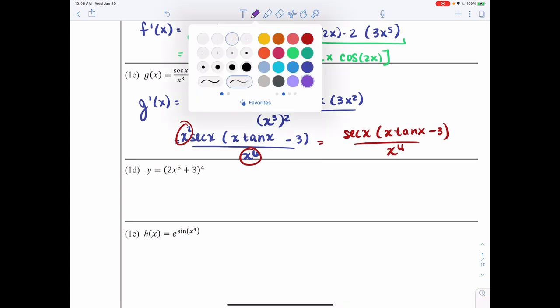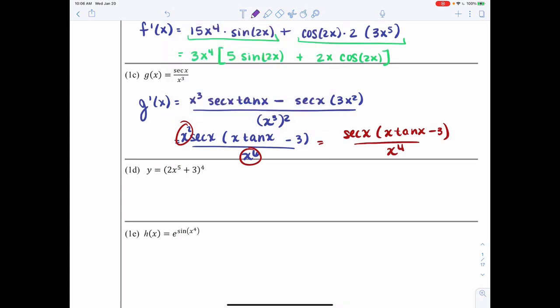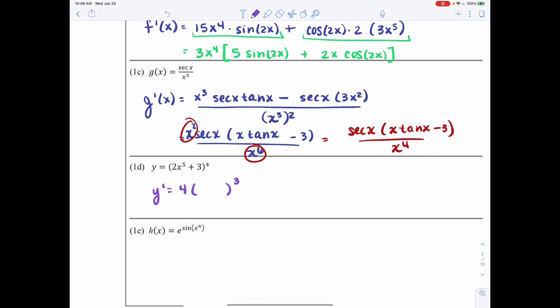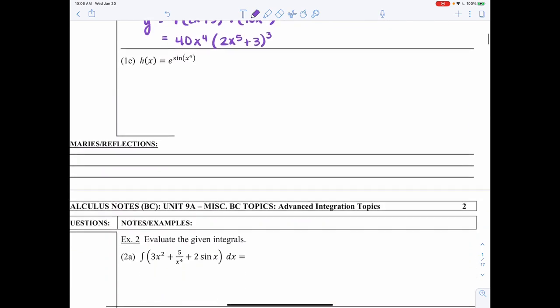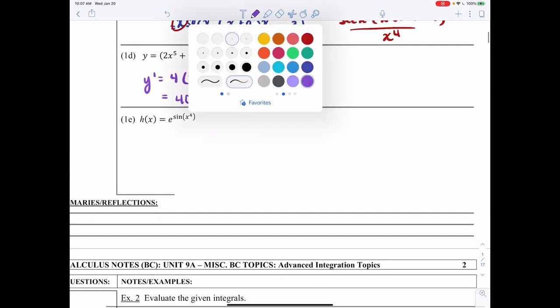For 1d, we are going to use our chain rule. So press pause and let's execute a chain rule. We're going to leave derivative of the outside 4. Take that down to the 3rd power. Leave your inside alone. Now multiply by the derivative of the inside. Make sure you're using parentheses here, 10x to the 4th. I'm going to write my final answer as 40x to the 4th multiplied by 2x to the 5th plus 3 to the 3rd power. The last derivative that we're going to do is going to be another chain rule.